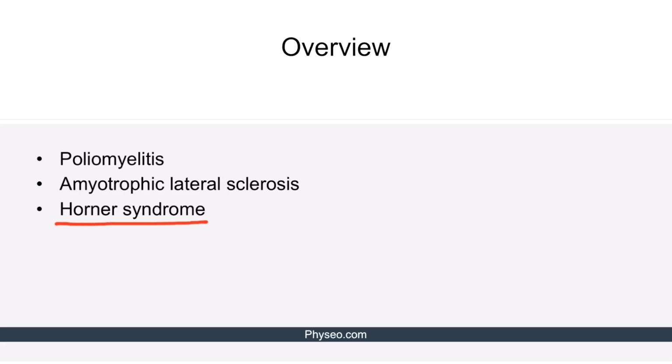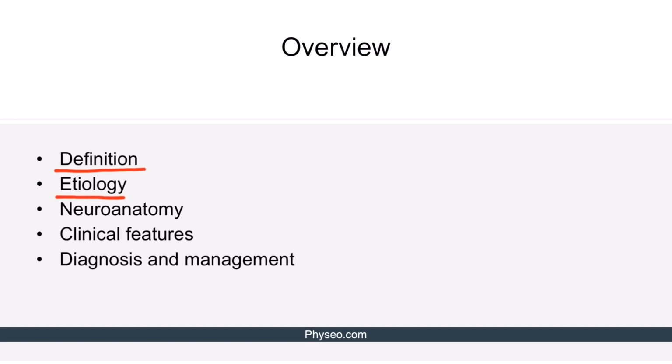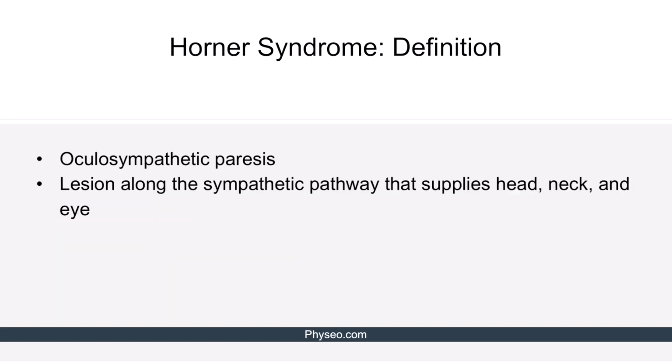Lastly, we will discuss Horner syndrome. We'll discuss definition, etiology, neuroanatomy, clinical features, diagnosis, and management. Horner syndrome is oculosympathetic paresis. It is caused by a lesion along the sympathetic pathway that supplies the head, neck, and eye.